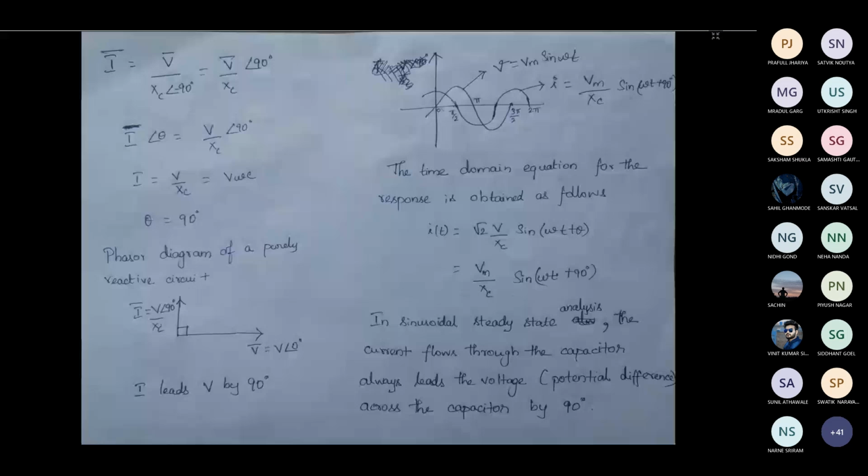Okay, so with this, let us proceed. I phasor, as I discussed before, can be given by V phasor divided by XC angle minus 90 degree. Here this minus 90 degree, you take it to the numerator. So I angle theta is equal to V divided by XC angle 90 degree. Then I is equal to V divided by XC, that is the magnitude. Either you can write it as V omega C, or you can also write it as V divided by 1 by omega C. Okay, this is for some representation, so they are using it like this. Here the angle is 90 degree.